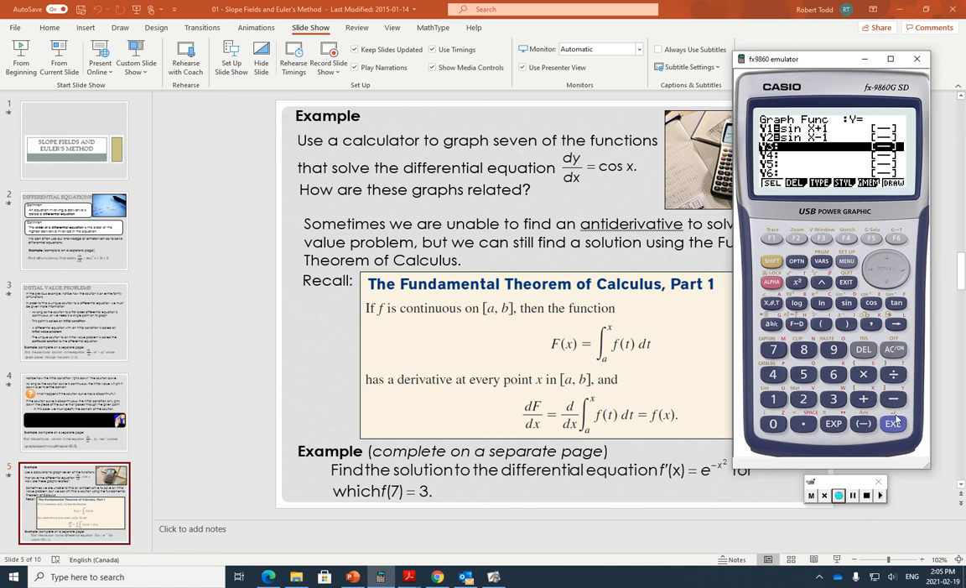So enter, draw. So now I've got the two sine x graphs. Now let's talk about the slope at any particular x value. Notice that at this x value here, they both have slope 0. At this x value here, they both have slope 0. At this x value here, they both have slope 0.